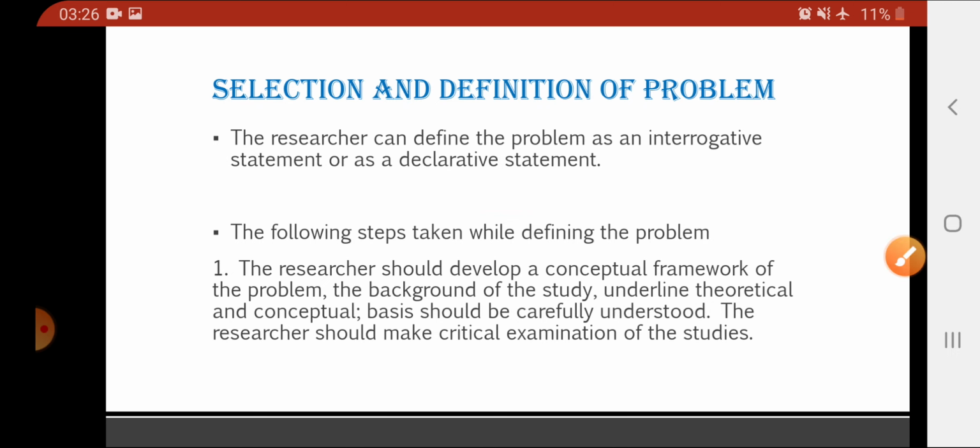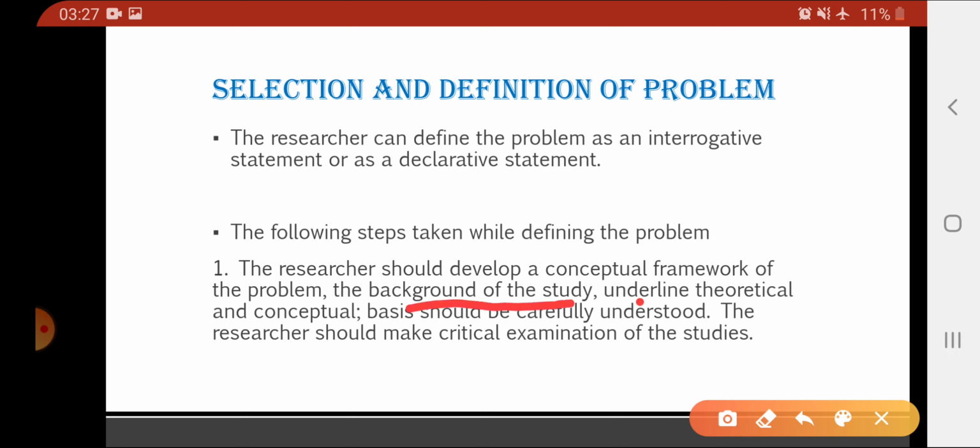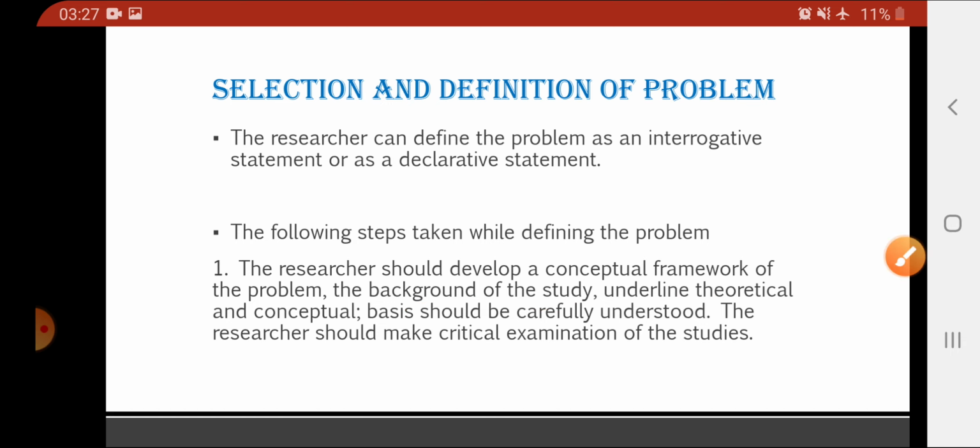Next are the steps which we follow when defining a research problem. The researcher should have a conceptual framework of the problem, meaning he should have clear concepts in his mind. He should have done a background study and underlined the theoretical and conceptual basis. It means he has made a proper, thorough analysis of the problem.